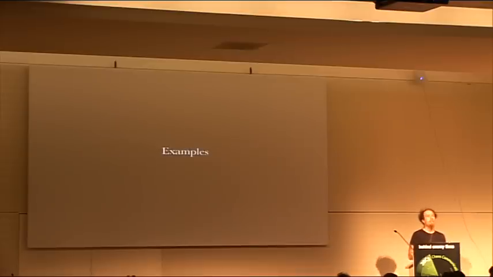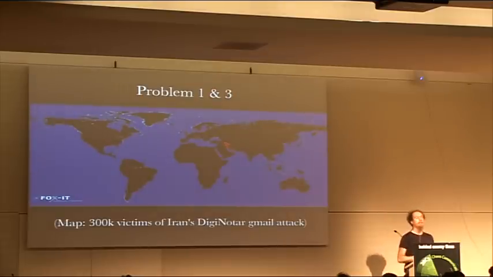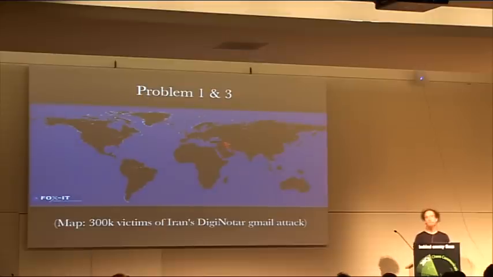And this is going wrong in practice. It's not just a theoretical attack. For instance, illustrating problems 1 and 3, the DigiNotar hack by an apparently Iranian hacker, which was then turned into a weaponized deployment against Iranian Gmail users that got 300,000 Gmail usernames and passwords. And we don't know what happened to all the people whose accounts were compromised that way, how many of them, if any, suffered real-world consequences. But the odds are not great if you've got a regime like Iran that's trying to surveil its citizens.